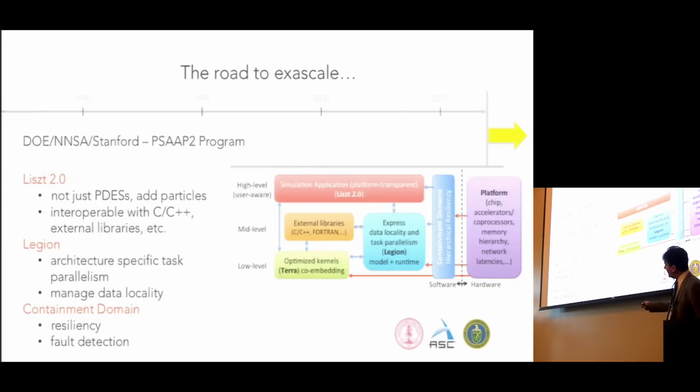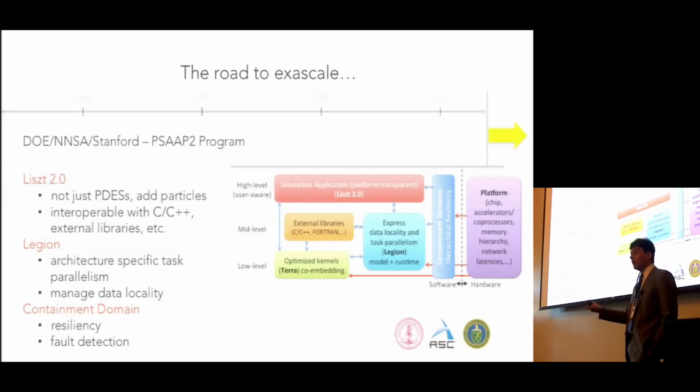There is a component that is specifically designed to manage data locality, which is a key aspect that you will see discussed more in the morning, but also architecture-specific parallelism. Different machines will require a different type of parallelism, and we are not going to expect the programmer to make those decisions. They will be handled directly by the runtime and the system behind it. And then there is also a very important component that handles fault detection and resiliency, which at those scales become critical issues.